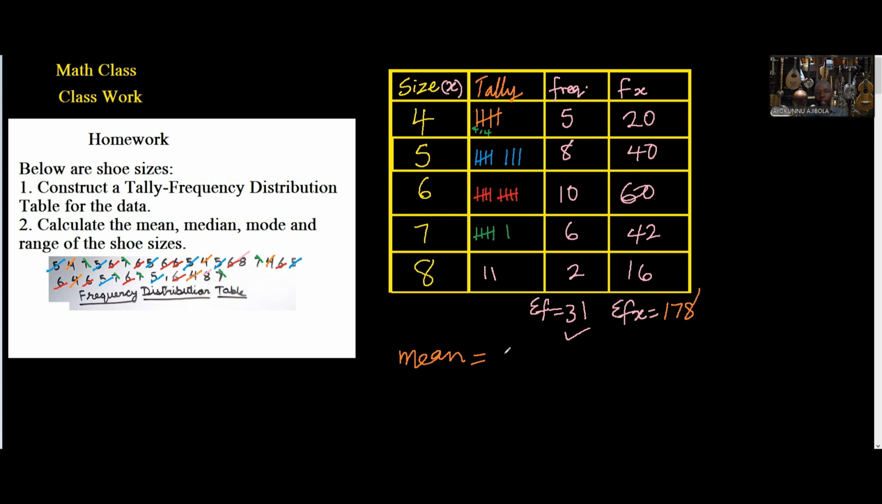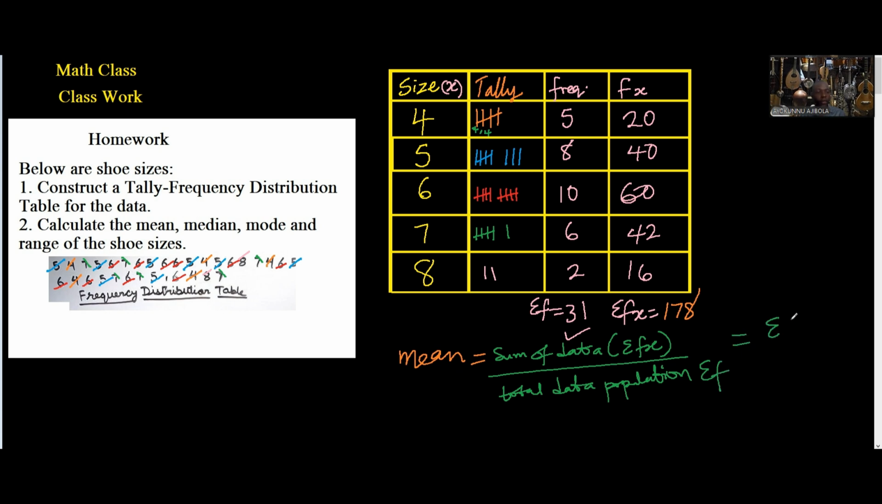So mean is the sum of the data, and that is our summation fx, divided by the total data population, that is how many of them are there, and that is summation f. So our mean is summation fx over summation f, which is 178 over 31.